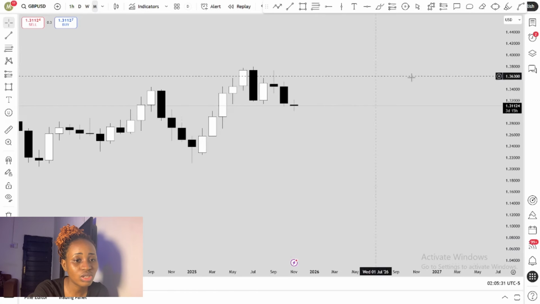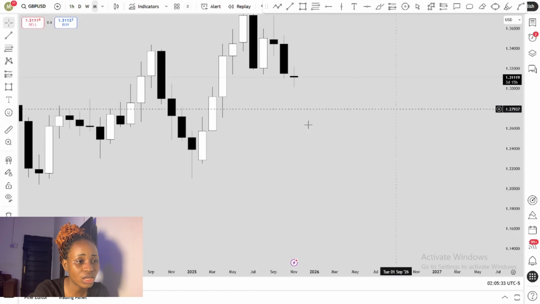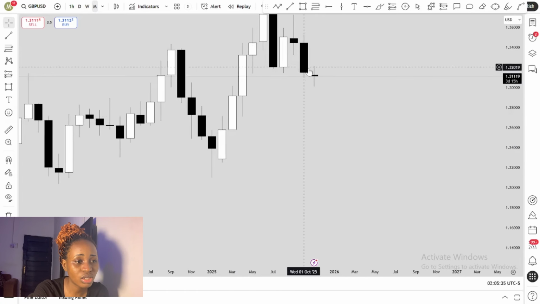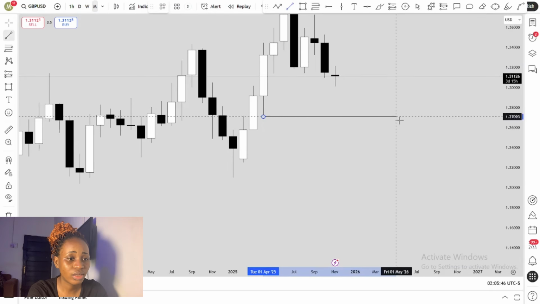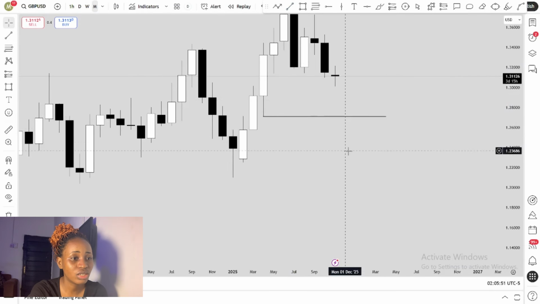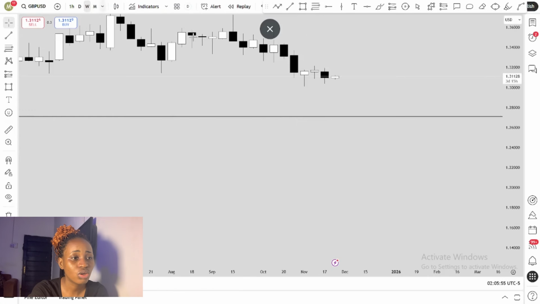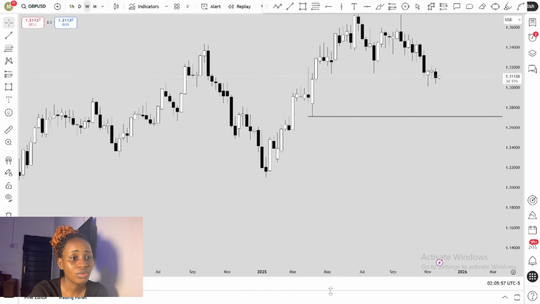Here I want to know the next draw on liquidity. Where do I think is the next draw on liquidity here, as price is printing to the downside? This leg is my first draw on liquidity on this time frame. Okay, so from here I will just go to weekly.